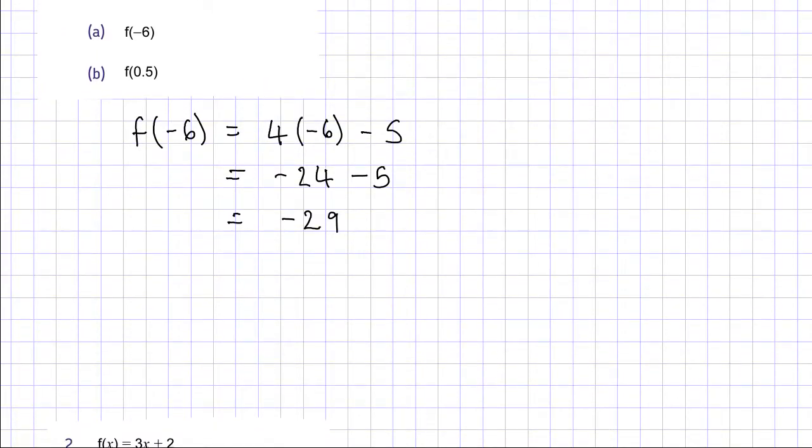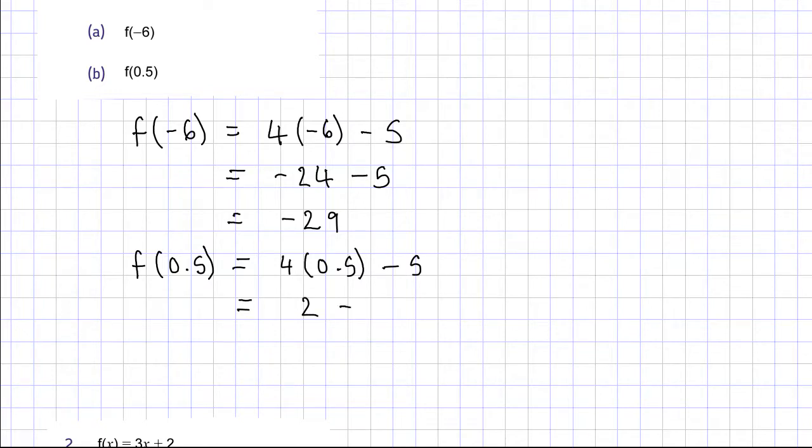Now the next question, I have to use an input of 0.5. So I have 0.5 here. So when I input that, I'm going to get 4 times 0.5 minus 5. 4 times 0.5 is 2. Take away 5 gives me minus 3. So when I input minus 6, I get an output of minus 29. And when I input 0.5, I get an output of minus 3.